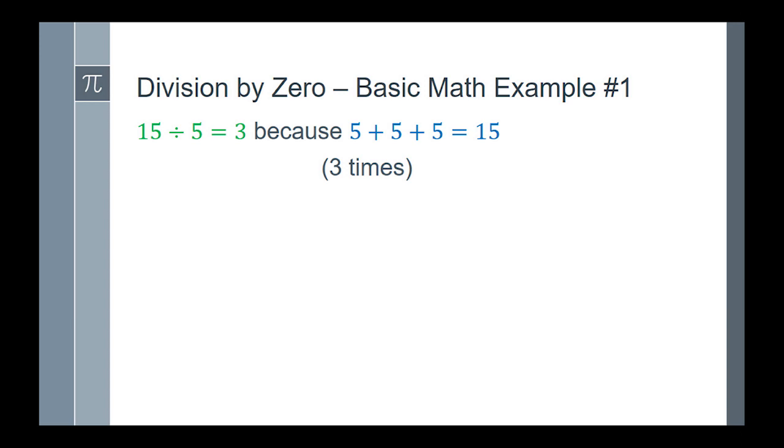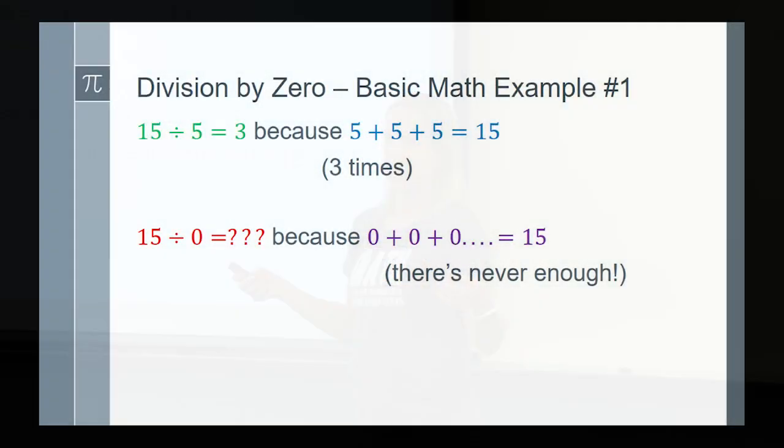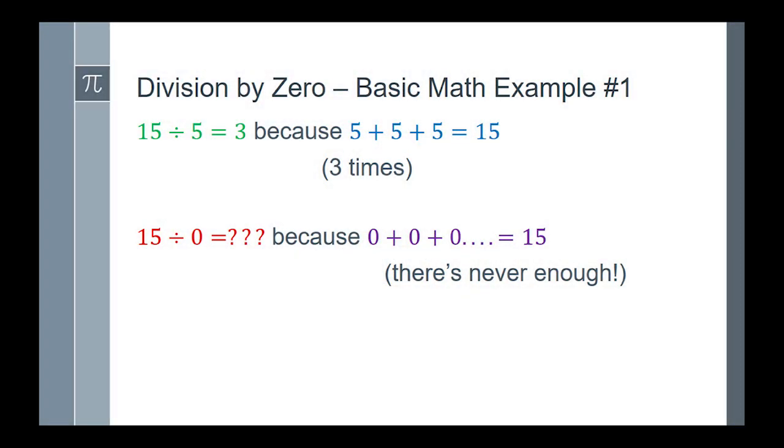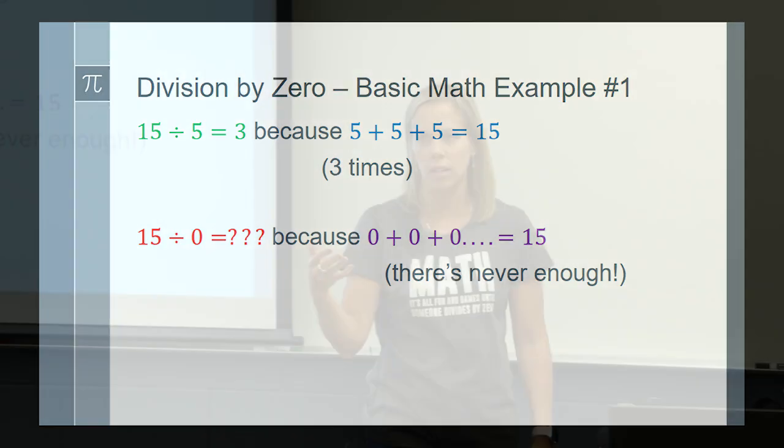We know that 15 divided by 5 is 3, because if we add 5 together 3 times, we get 15. Okay? But 15 divided by 0, what is that? Because we can never add enough zeros together to get to 15. It's an unlimited number of times. It's never going to get larger, like we talked about with addition. There's never enough zeros we can add together to get 15.